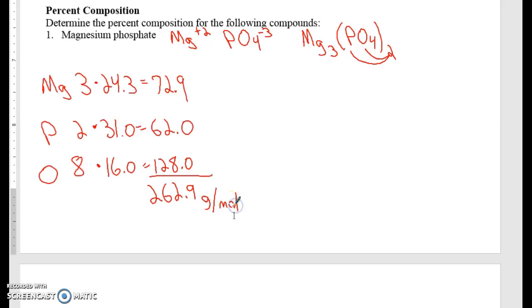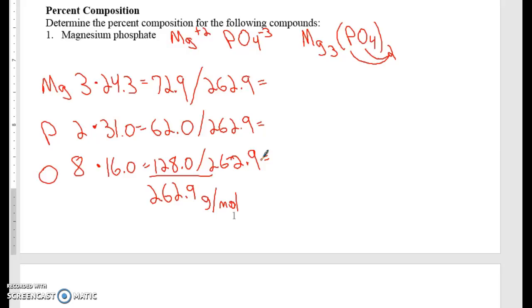Now, whenever you do a percent, remember it's always a part divided by a whole. Well, these 3 numbers that we just calculated, the 72.9, the 62.0, and the 128, are the 3 different parts of this compound, and this 262.9 is the whole. So what you do is divide each of those parts by 262.9. When you do that, you are going to get a decimal. All you have to do is move the decimal point 2 places to the right, which is really just multiplying by 100 to get your answer.